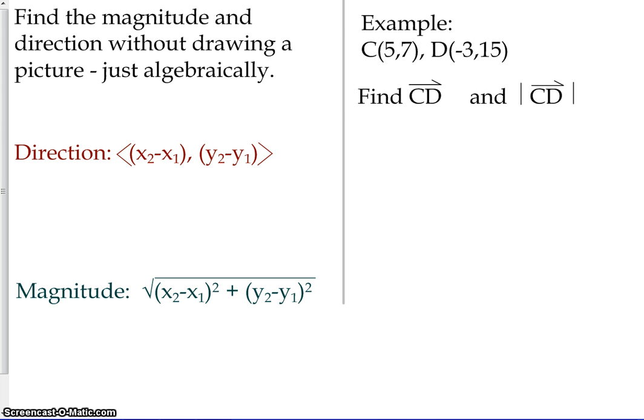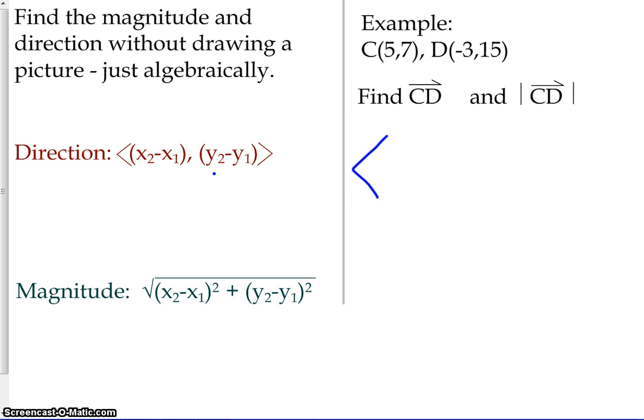But let's talk about what if I don't always want to write down my Cartesian coordinate system? What if I want to do it using just algebra? Well, that's actually pretty easy. For the direction, we need to figure out the change in x's and the change in y's. It's a lot like what we did when we found the slope.